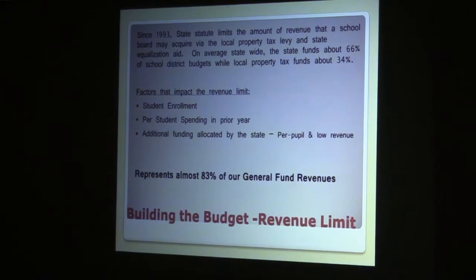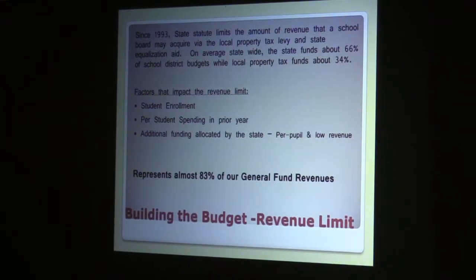Revenue caps have been around for about 25 years, so most of the board members are very familiar with them. The one thing you have to remember is it's a revenue limit. It says nothing about expenditures, so we aren't limited on what we spend. And that's how we can use some fund balance. We can accumulate it and spend it how we want. It just regulates how much revenue we can generate.